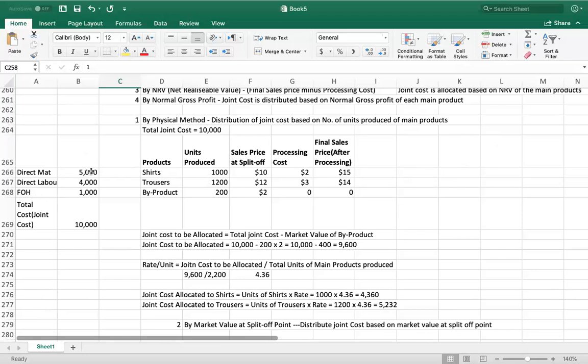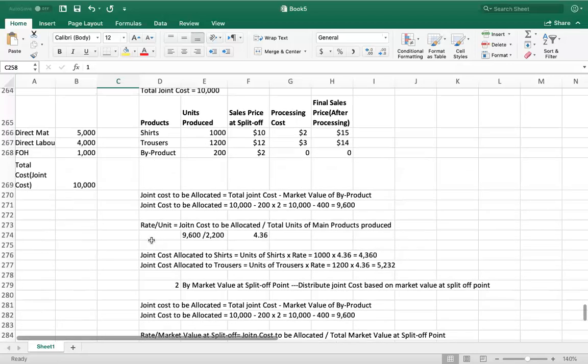Exactly in the same way, we purchase material, labor, factory overhead for all our production. We don't know how much should be allocated to shirts and trousers. So that's why it is known as joint cost. Then we allocate.